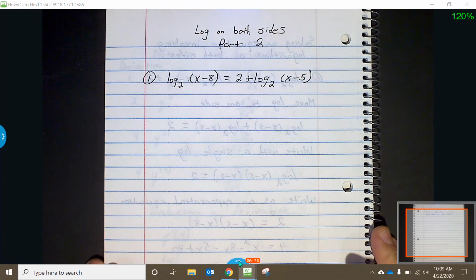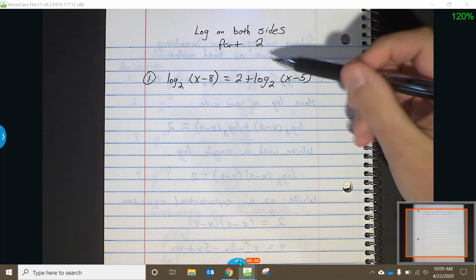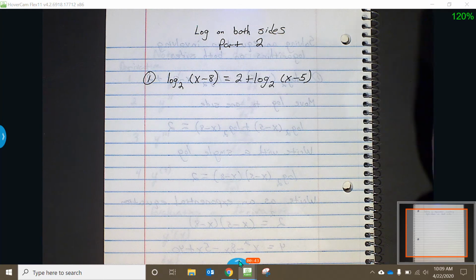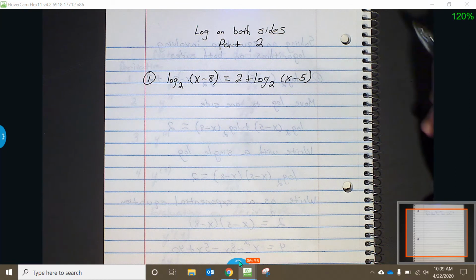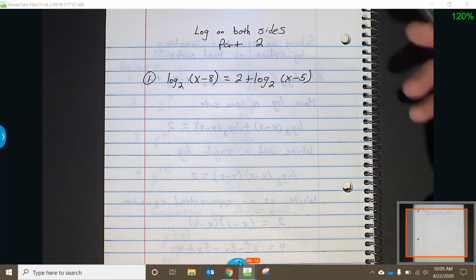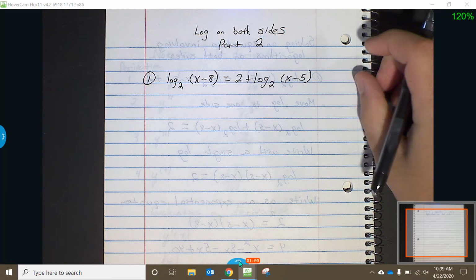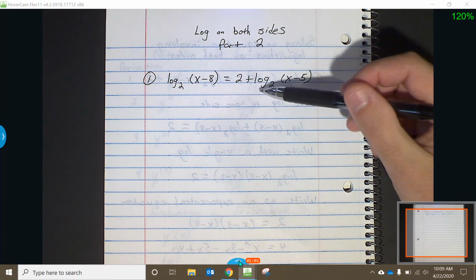Okay, so to remember, move the logs to one side. So if you want to pause this and try it based on our first example, you can. There's a different process in this problem in the middle, just because of our rules of logs. But if you want to go for it, by all means, go for it.